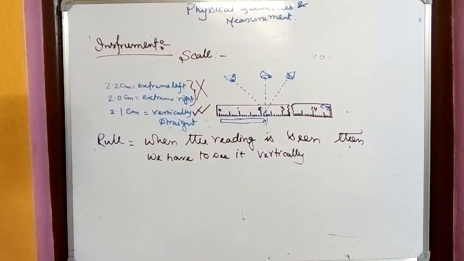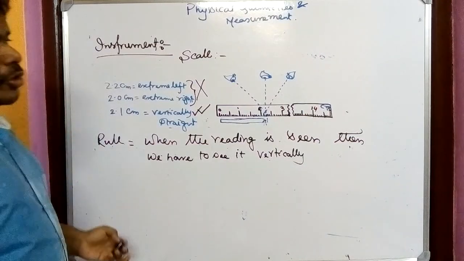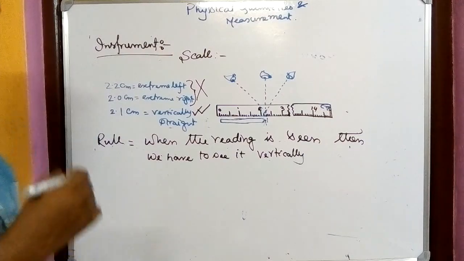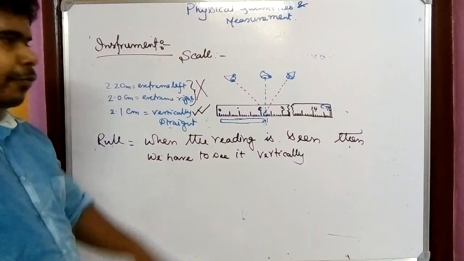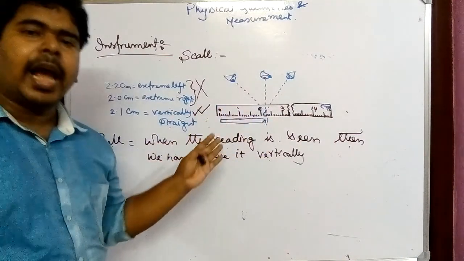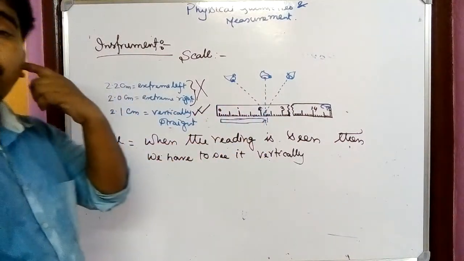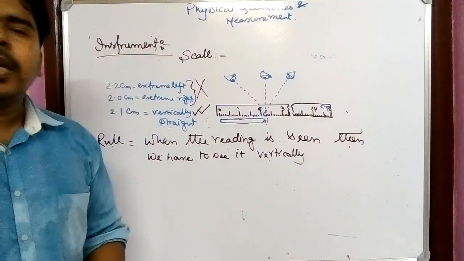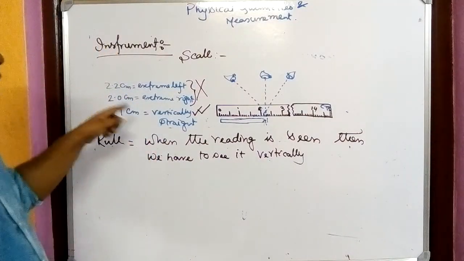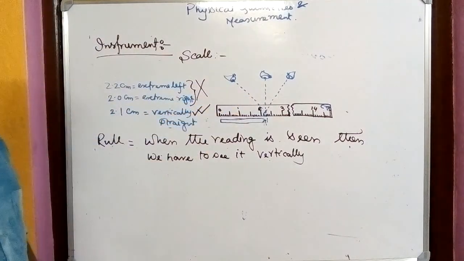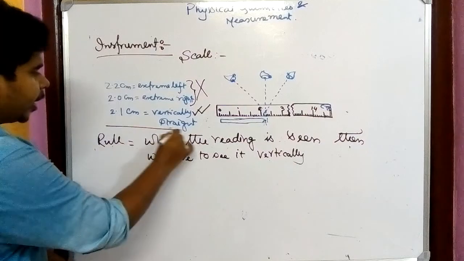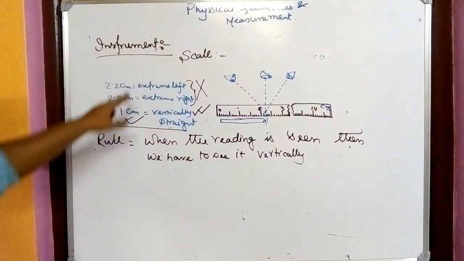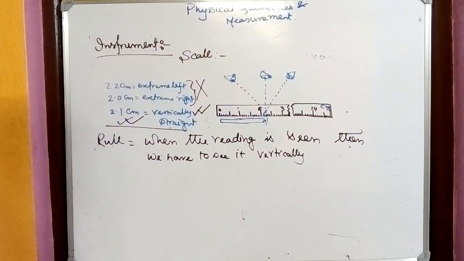So that is a very common error we make: when we measure any length, we see the reading from one of the extreme points. If we see it by making an angle, then there is a chance that our reading is wrong. So we have to see vertically straight, and then you will get the correct value. So this one is correct, the rest are wrong.